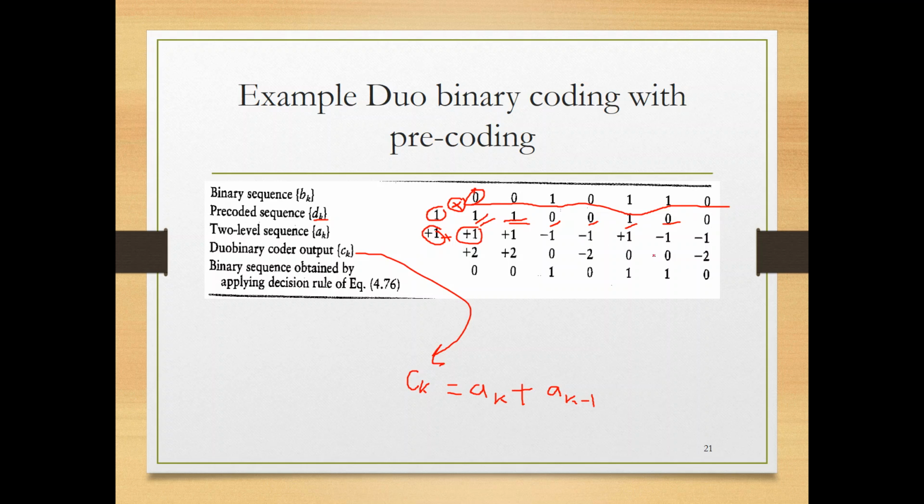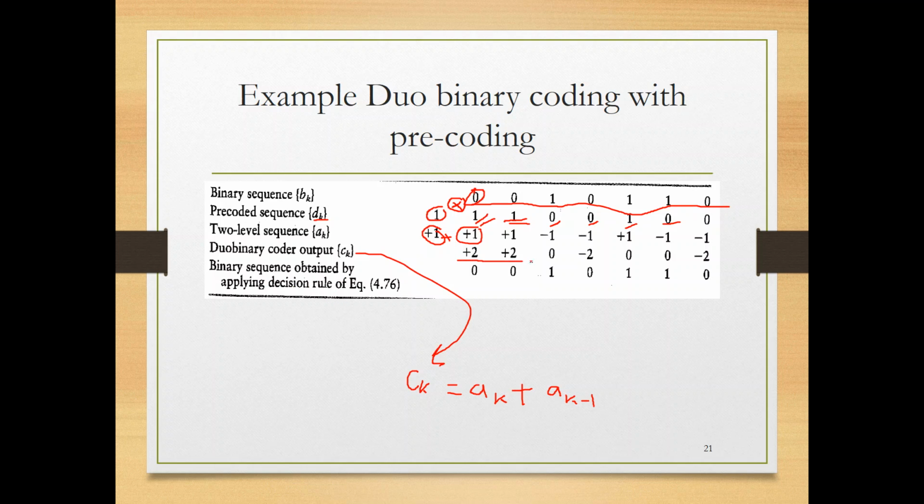1 plus minus 1, 0. Minus 1 plus 1, 0. Minus 1, minus 1, minus 2. It's easy, but if you make a single mistake, you are gone. The whole sequence will be wrong. So you must be very careful. Binary sequence obtained by applying the decision rule.